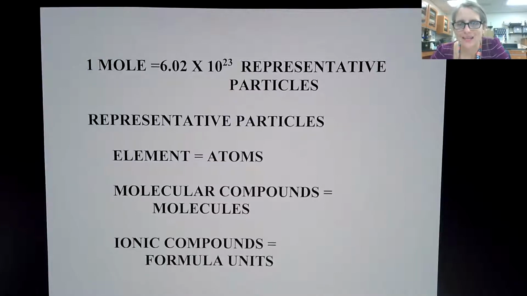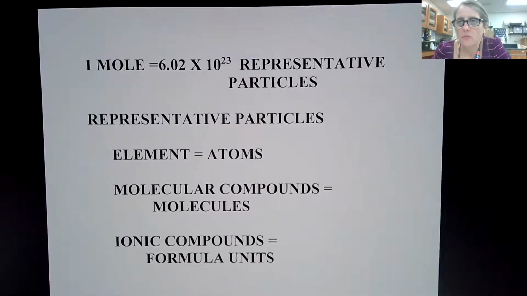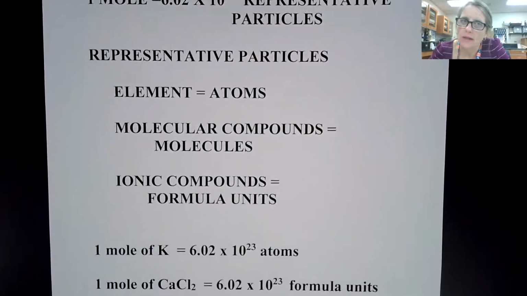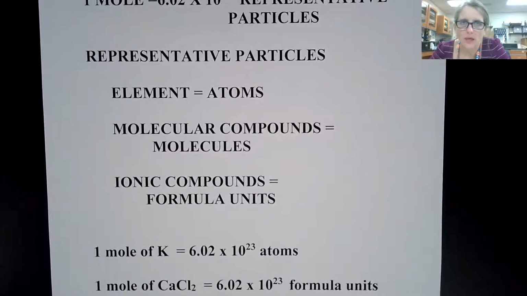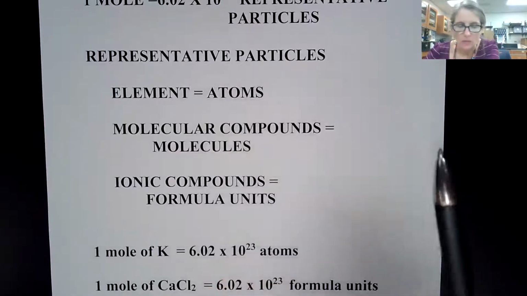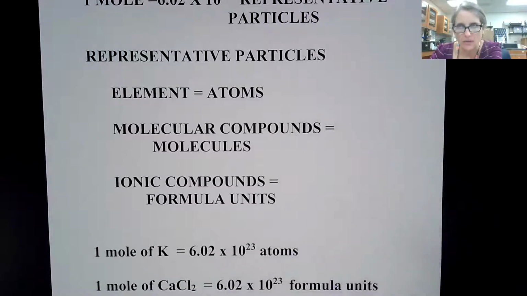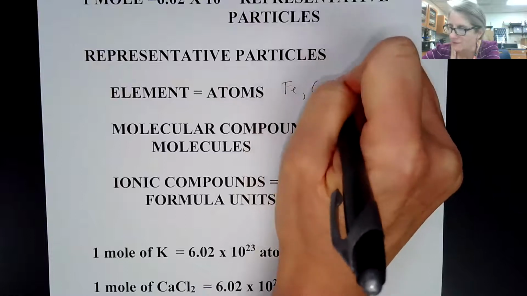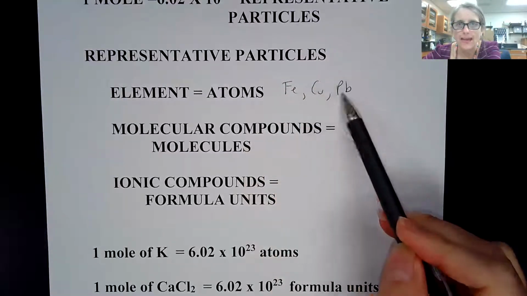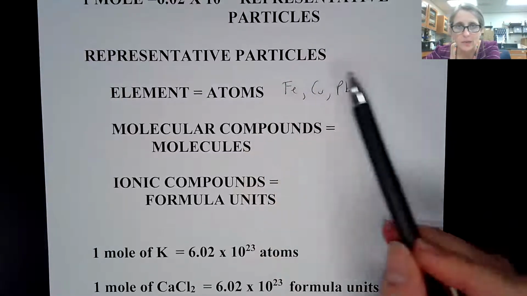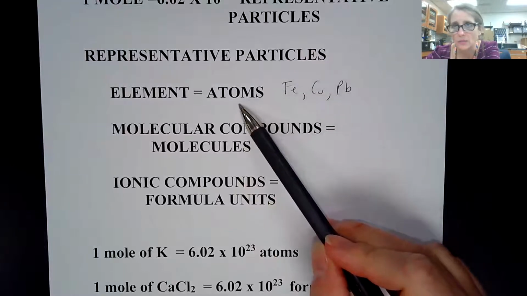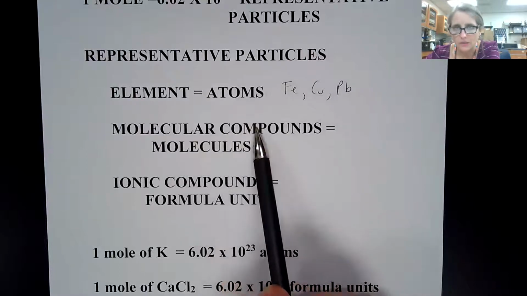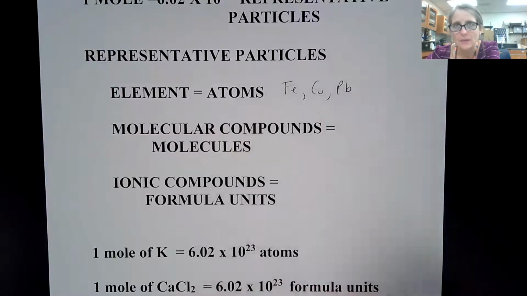What exactly does that mean? Well, it depends upon what its particle name is going to be. If it's just a pure element, we're going to call the smallest thing an atom. So if I have iron, copper, lead, any of the elements off the periodic table, we're going to say the smallest thing that we're breaking everything down to is atoms. If we have what we call molecular compounds, those are going to be those non-metals on the right-hand side.